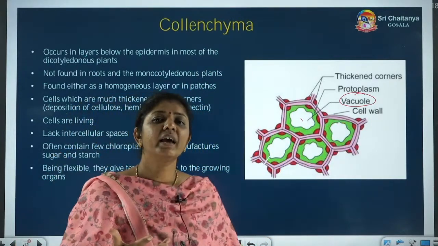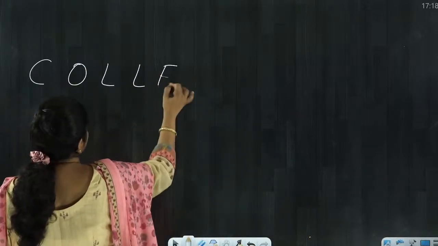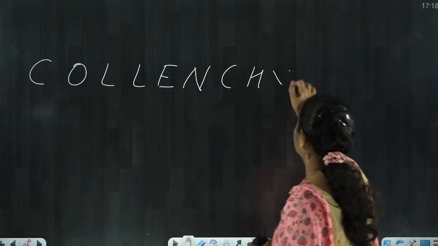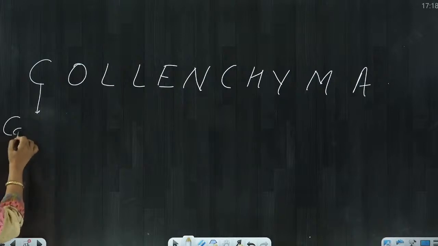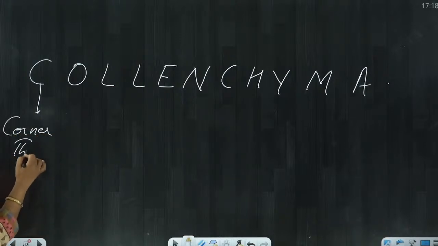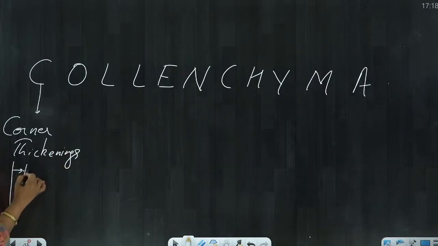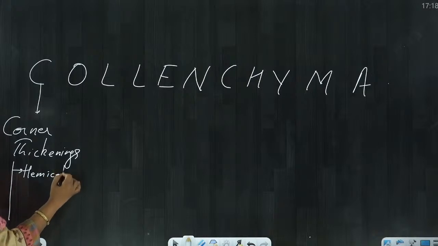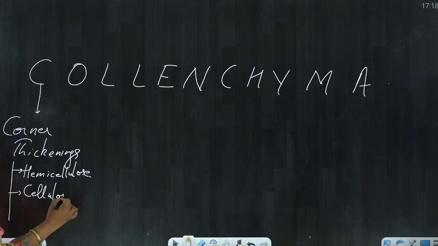Now how to learn all the characters? I give you one more mnemonic here. What is that? In the name of that, the features are there. Collenchyma, right? C here stands for corner thickenings are there. But those thickenings are made up of what? Hemicellulose, cellulose and pectin. It is made up of that.